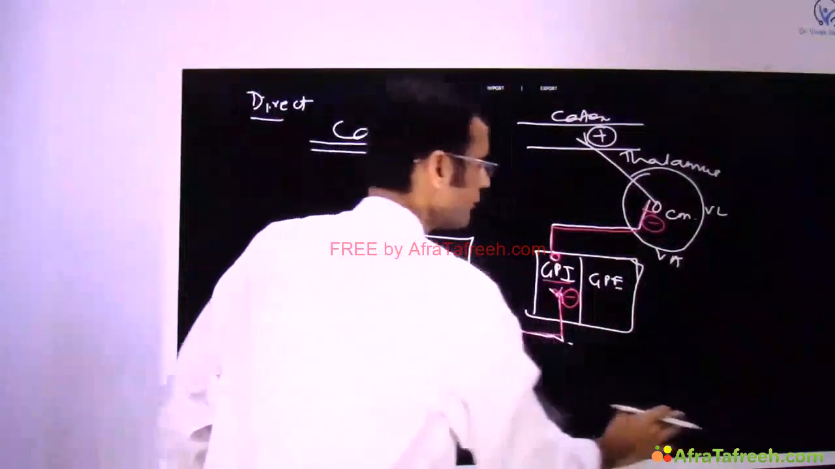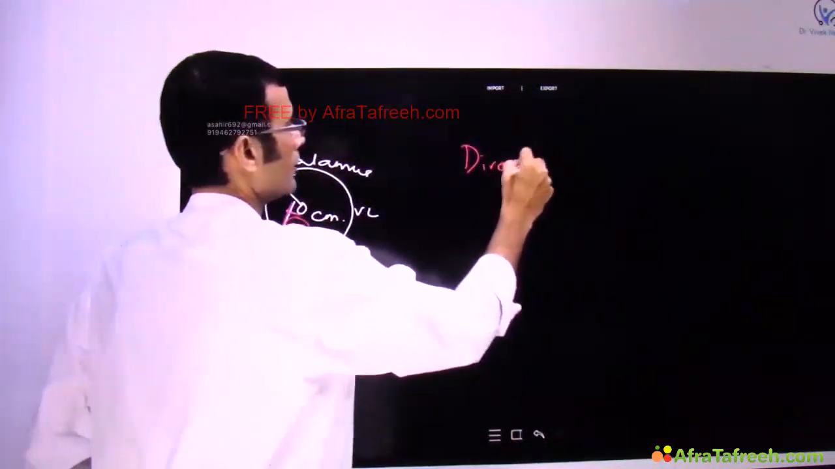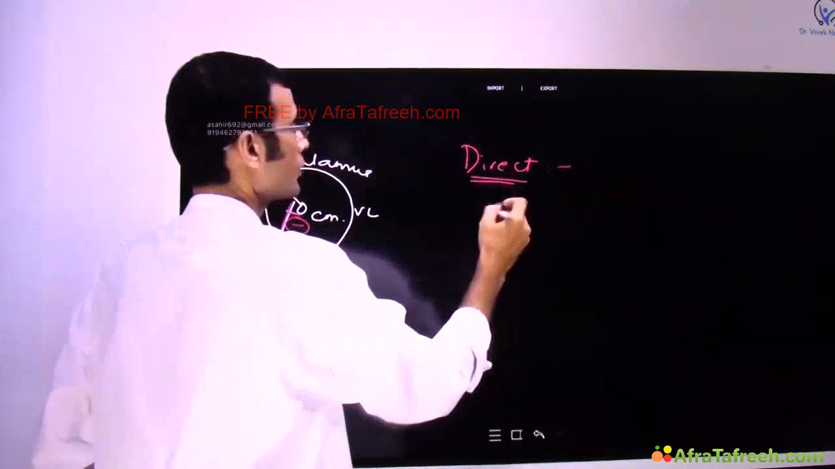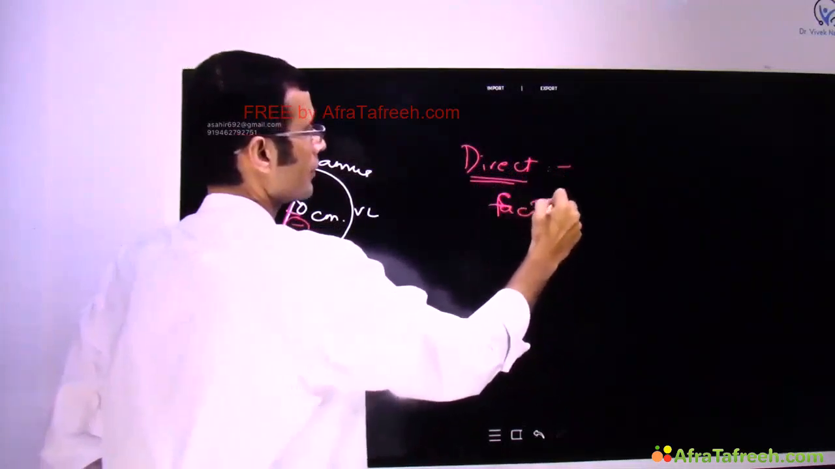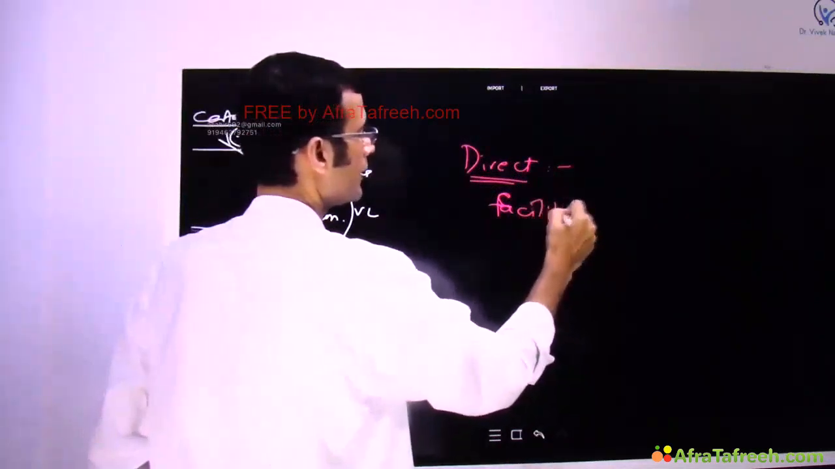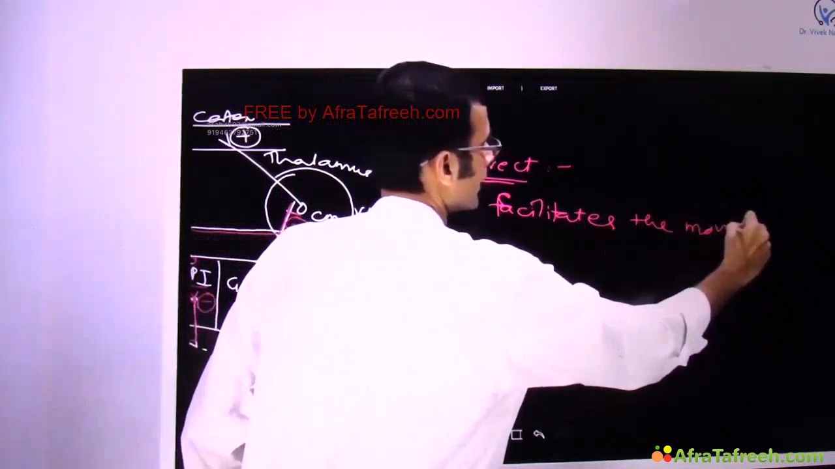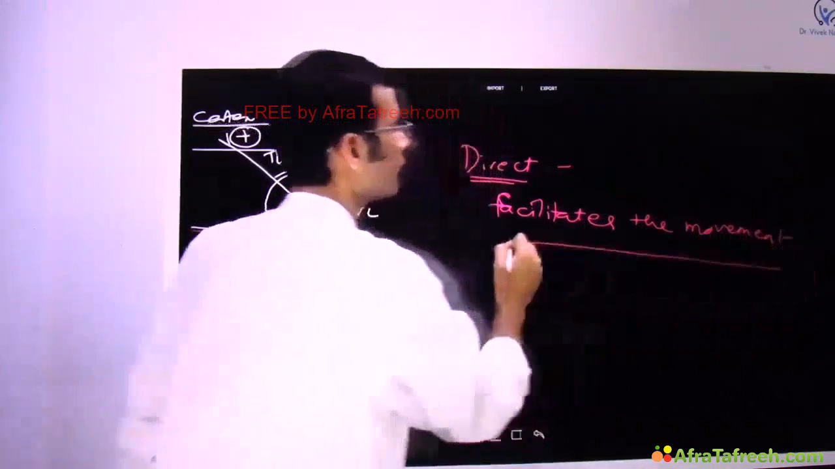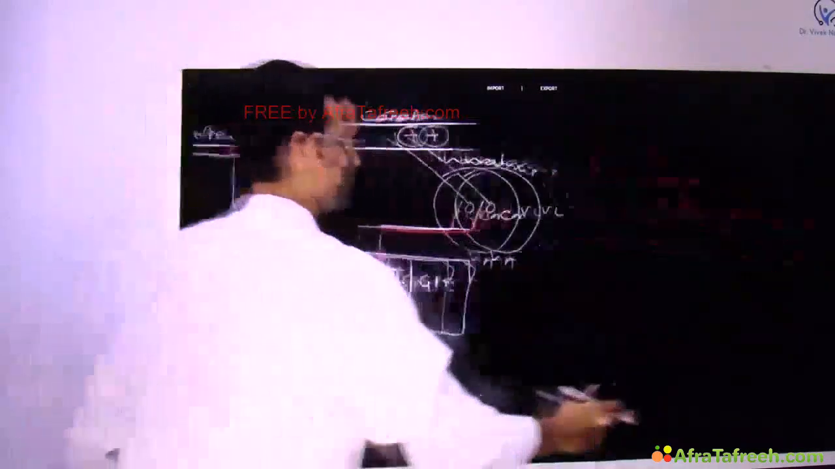So what is the function of the direct circuit? It facilitates the selected movement. It has to select the correct movement and then facilitate the movement. That's the job of the direct circuit.